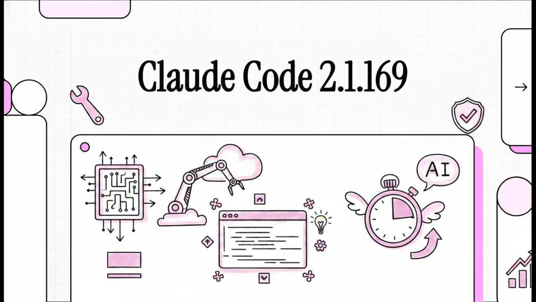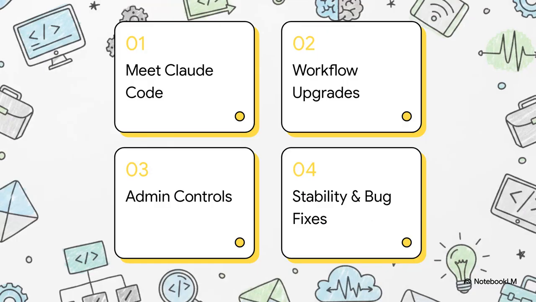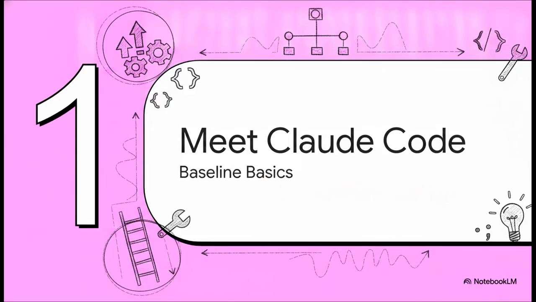So here's our quick roadmap for today. First, we'll meet Claude Code, then we'll look at the headline workflow upgrades, check out the new admin and enterprise controls, and wrap things up with stability and bug fixes. All right, Section 1: meet Claude Code.